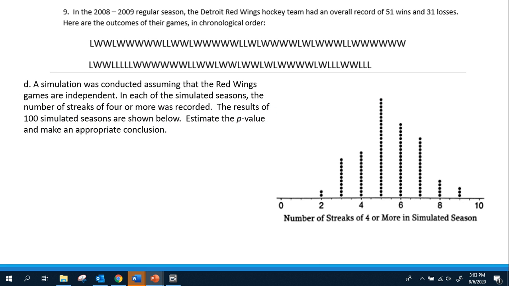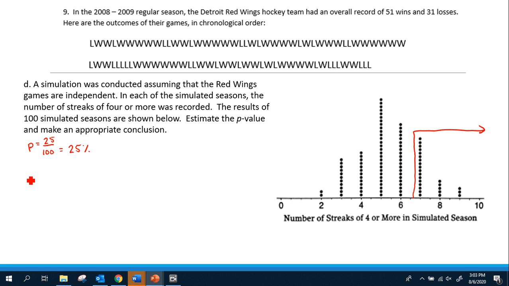A simulation was conducted assuming that the Red Wings games are independent. In each of the simulated seasons, the number of streaks of 4 or more was recorded. The results of 100 simulated seasons are shown. Estimate the p-value and make an appropriate conclusion. So we had 7, so we would go 7 and up. And if you count them, you'll find 25. So our p-value is 25 out of 100, or 25%.